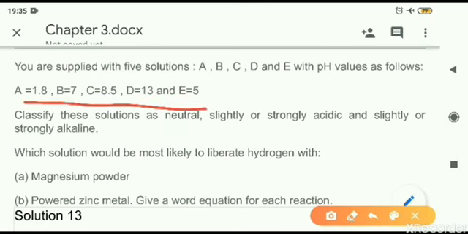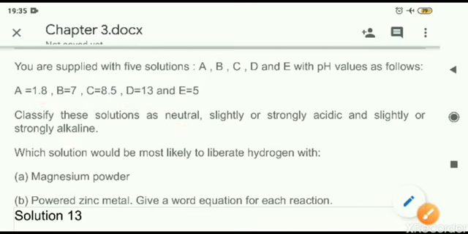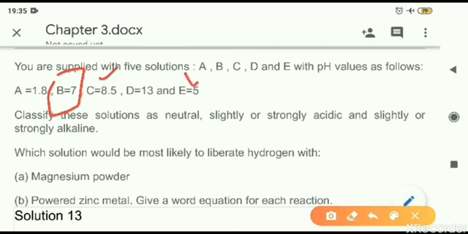pH values are given to us already, and we have to classify them as neutral, slightly acidic, strongly acidic, slightly basic or strongly basic or alkaline in nature. So based on the pH scale we have to do this. Neutral one is 7. Now close to 7, just close to 7 is 8.5, a little bit more than 7, so we can write it as slightly alkaline. Similarly 5, we can say it is slightly acidic, it is a weak acid.